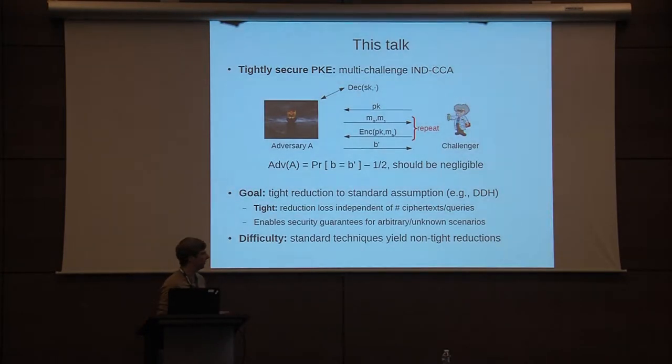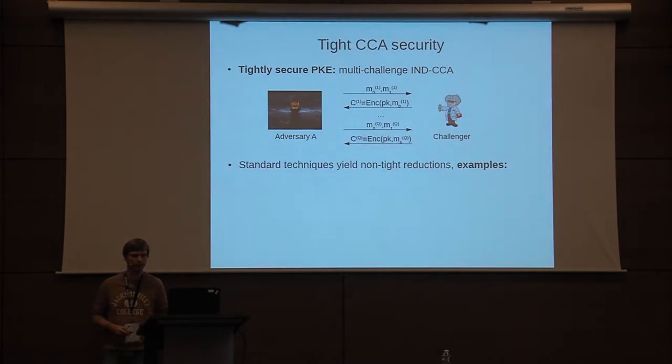And the problem with this is that standard techniques to prove chosen ciphertext security for public key encryption do not give you a reduction that fulfills this property. I can give you a few more examples for that. First of all, the picture above changed a little bit because now I've neglected the decryption oracle, the public key, and the final decision. I've just focused on the encryption queries. The adversary makes many queries of message pairs and then gets the encryption in each case either of the left or of the right message, and always the same.